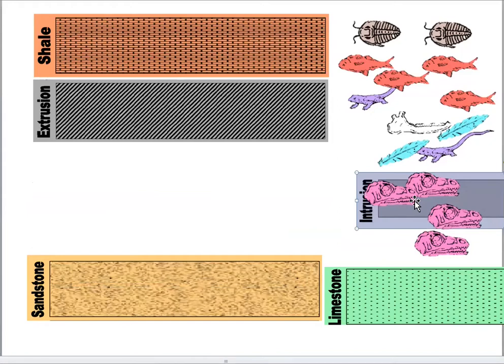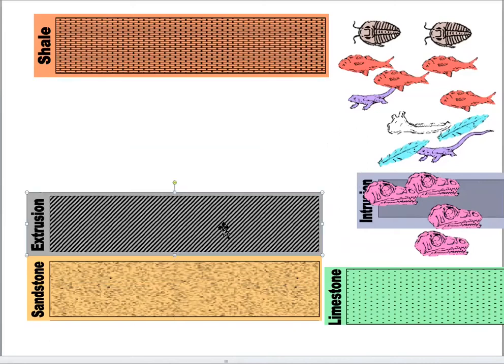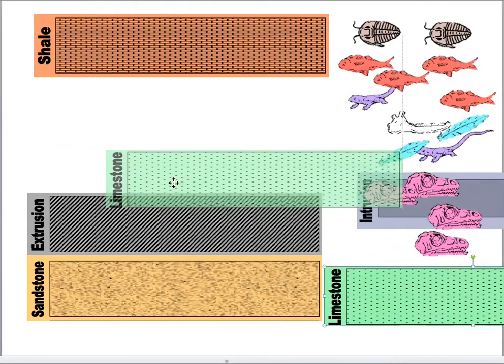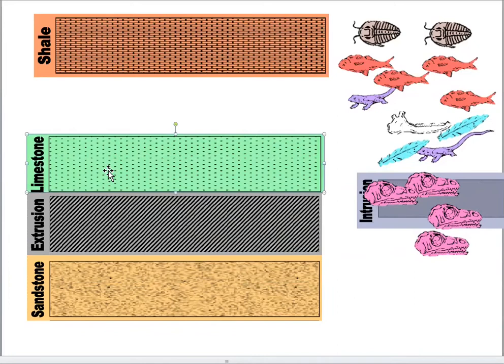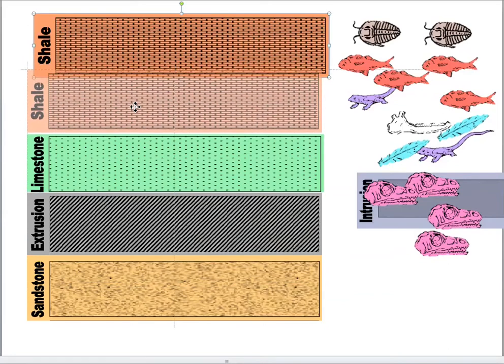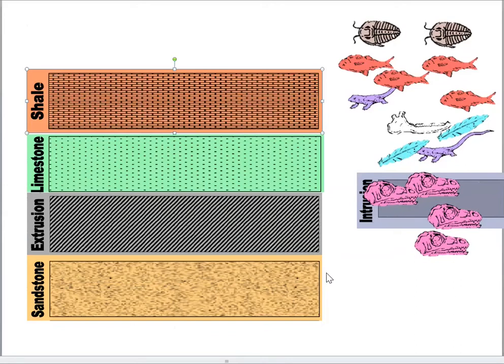The next oldest layer is the extrusion, which is 340 million years old. That must go above the sandstone. The limestone is 270 million years old, so that's actually younger than these other two, so it must go above them. And the shale is the youngest layer because it is 265 million years old, and that must go at the top. So using the law of superposition, I can say that the sandstone must be at the bottom, while the shale must be at the top, and these other rock layers, depending on their age, are in the middle.